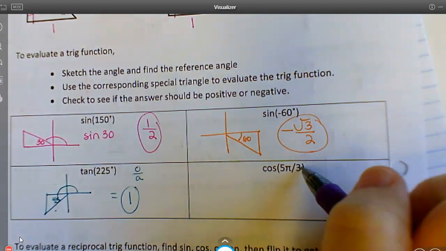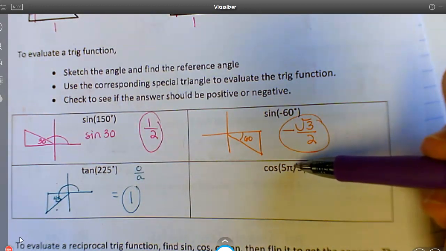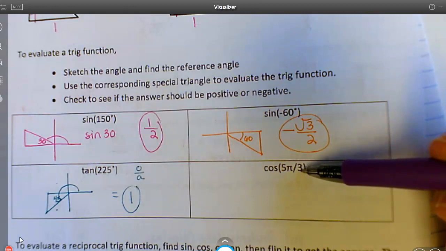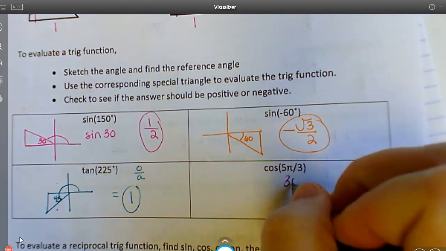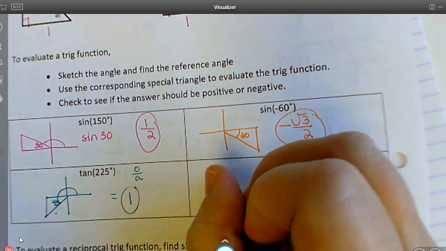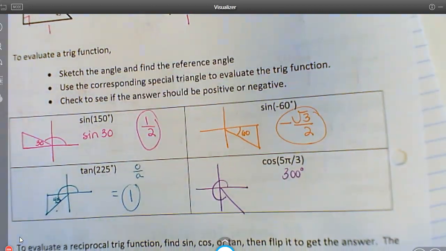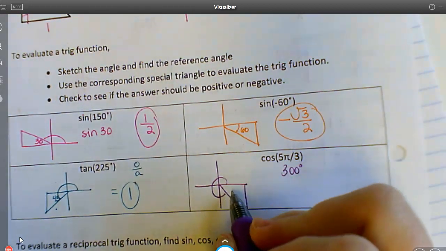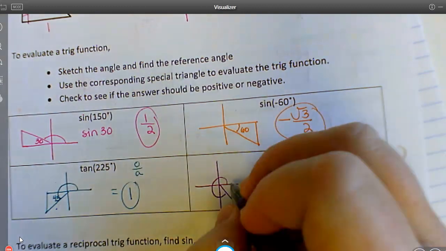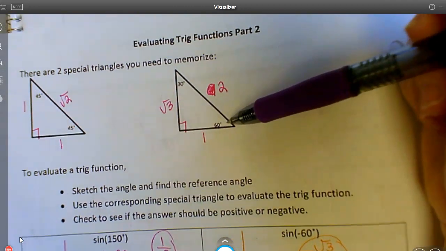Alrighty, first of all, I want to change that and figure out what that's going to be. I know that 180 divided by 3 is 60. 60 times 5 is 300. So I know that's 300 degrees. Okay, so then I'm going to draw 300 degrees. I come down here. I get that. It's down there. Well, if that's 300, what's my reference angle going to be? 60. Alrighty, so I'm coming up here to my 60 degree triangle.